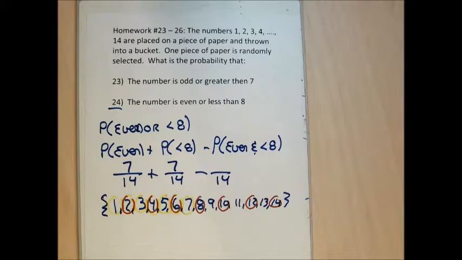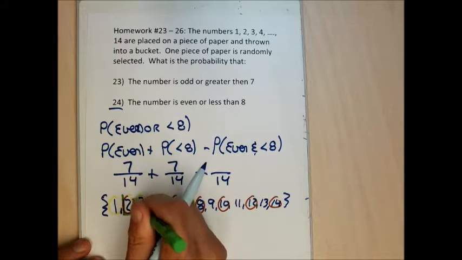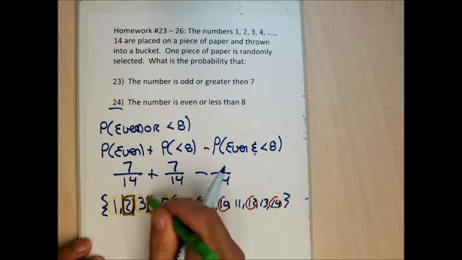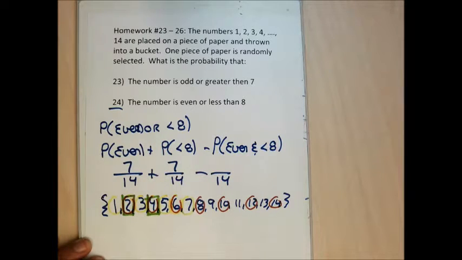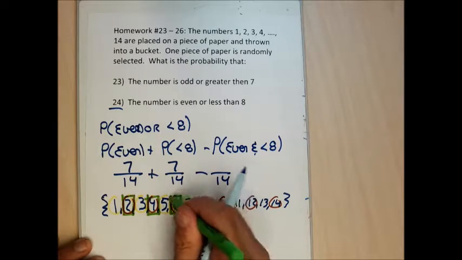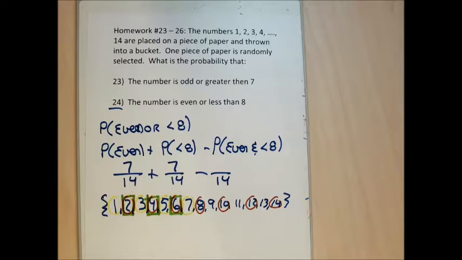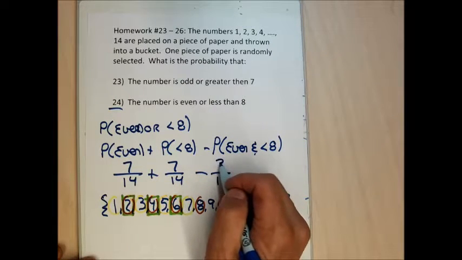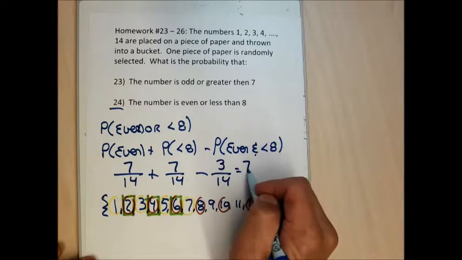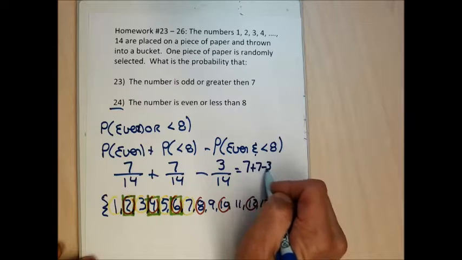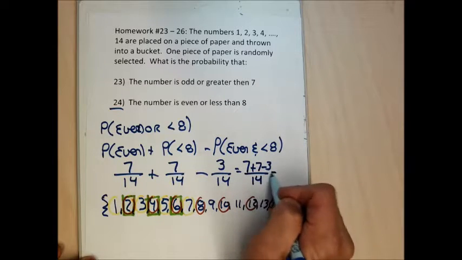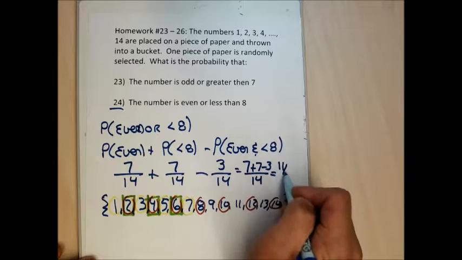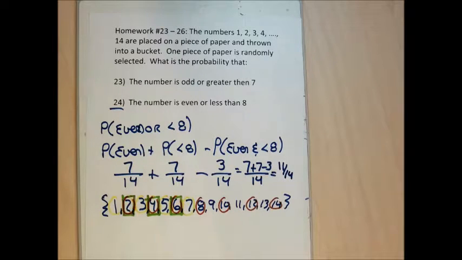My third probability is going to have any number that's circled twice. I circled 2 twice because it's even and less than 8. I circled 4 twice because it's even and less than 8. And I circled 6 twice because it's even and less than 8. My third fraction is going to have a 3 in the numerator. So I'm going to get 7 plus 7 minus 3 over 14. I think that comes out to 11 and 14 if I haven't made any horrible mistakes.